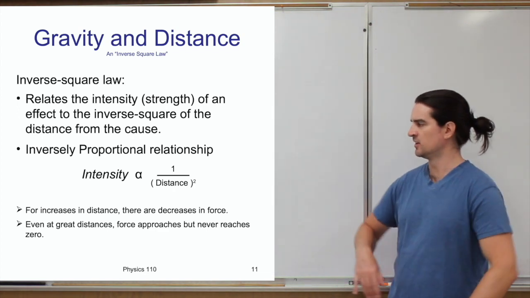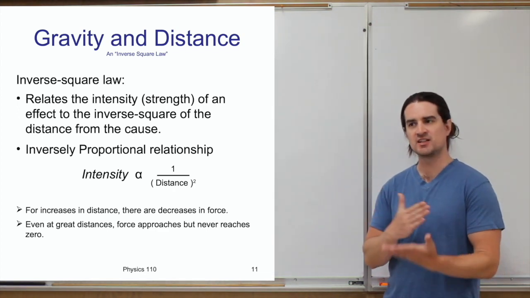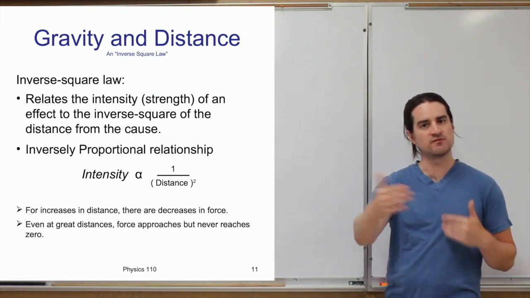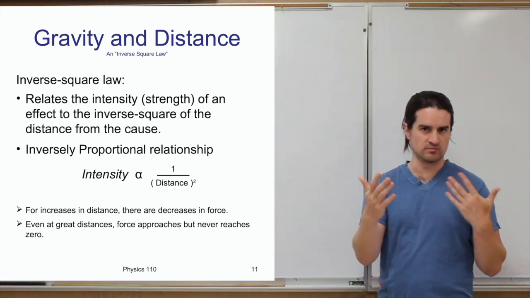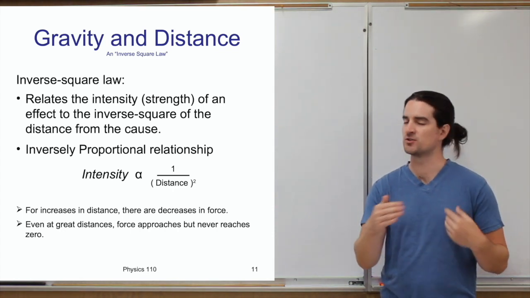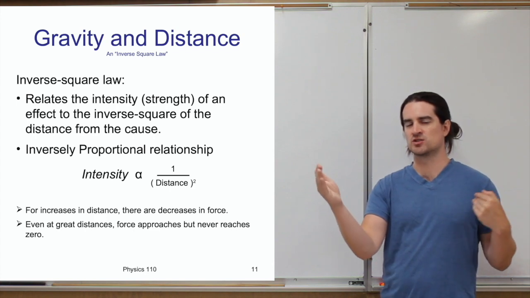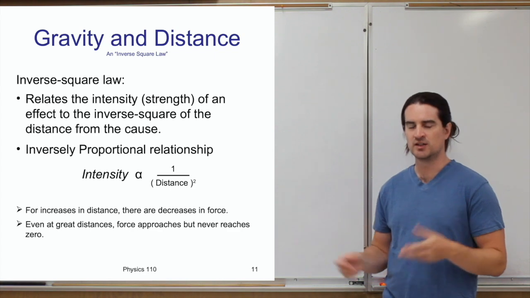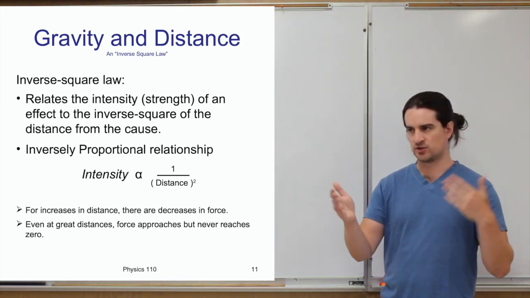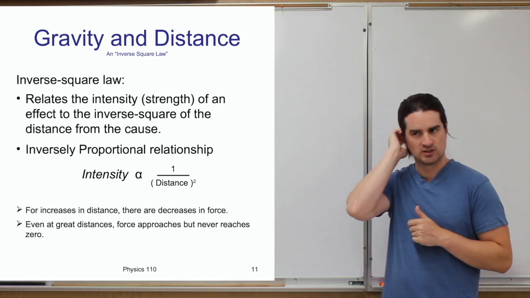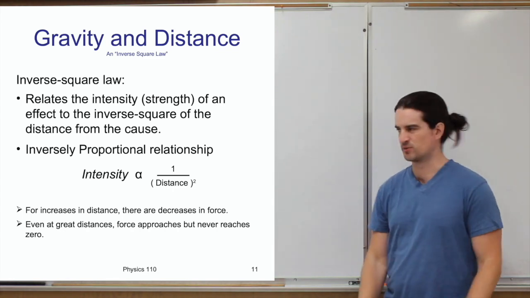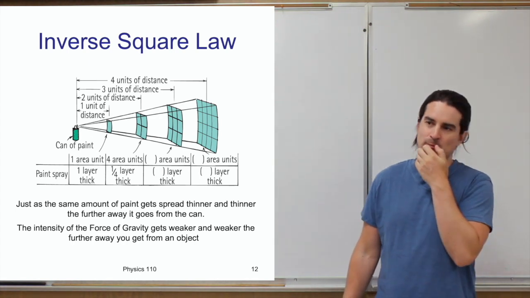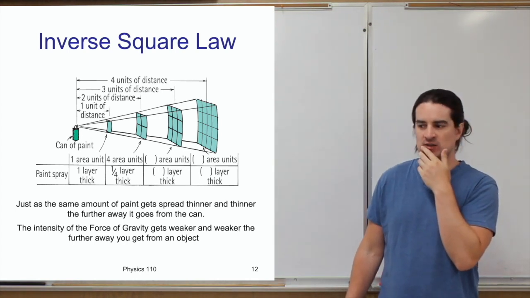And just to point out what that means for gravity: even if you get very, very, very far away, right, the distance gets very large, that means the intensity of the force of gravity is going down quite a lot, but it never actually goes to 0. So even if you go very, very far away, essentially you're just dividing by a very big number, and you get a very small number, but it's not 0. So even very, very far away from the Earth, there is still a gravitational force from the Earth. It's just incredibly small. So let's think for a second about why this inverse square law is what it is.